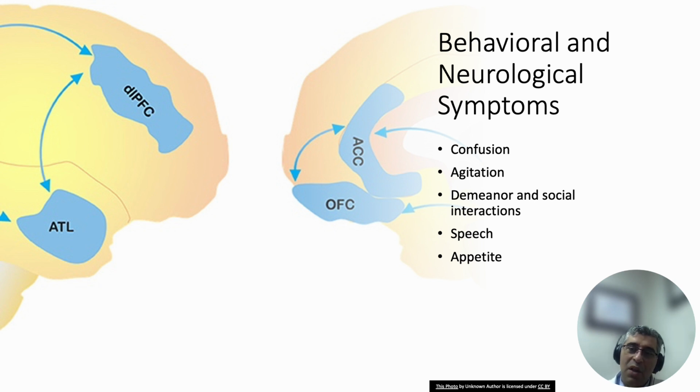When we talk about behavioral and neurological symptoms, that's one of the other things we need to detect. If the resident is more confused, agitated, or if the social interaction, demeanor, speech, or appetite of the resident has changed, these are very, very important signs that, if you see them in a resident, mean we are dealing with a change of condition.